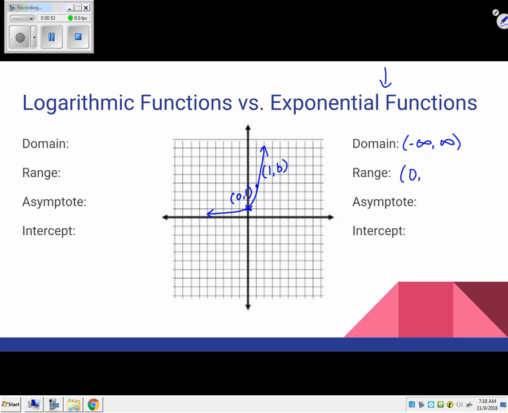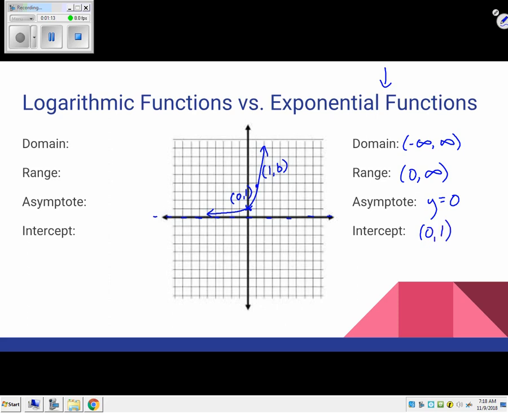I got my range to be 0 to infinity. Remember, there was an imaginary line that sat right here. The graph came down and sat on it, didn't cross it, but got close to it. That's my asymptote, at y equals 0. And then I had an intercept at (0, 1).